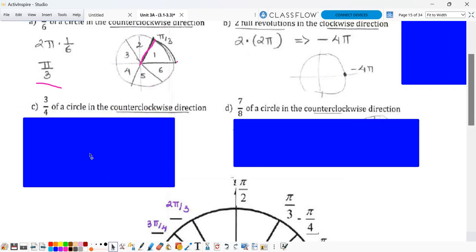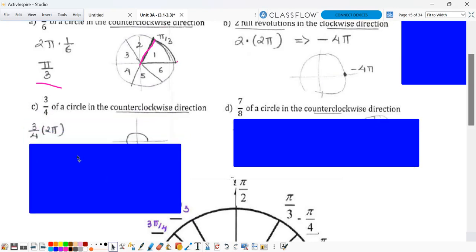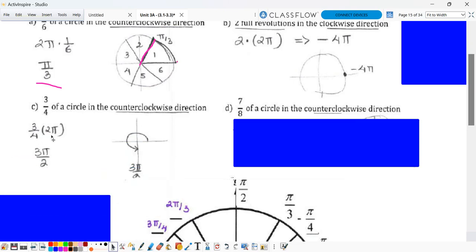Okay, next description: 3/4 of a circle counterclockwise. 3/4 of a circle means 3/4 times 2 pi, and counterclockwise means positive angle. So 3/4 times 2 pi is 3 pi over 2. You have to have a clear idea that 3 pi over 2 means it's located in the south. And that is 3 pi over 2. Now this is the same as negative pi over 2 if I go clockwise.